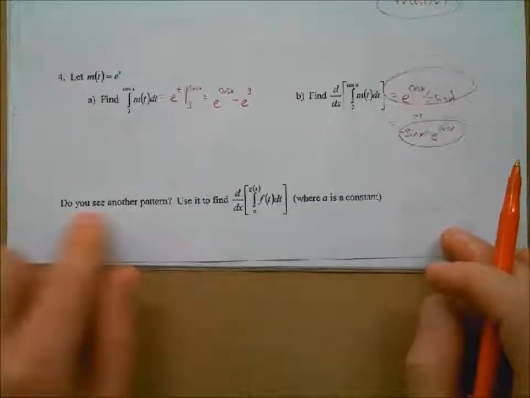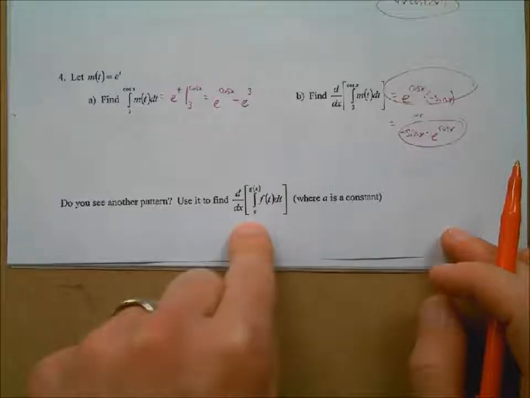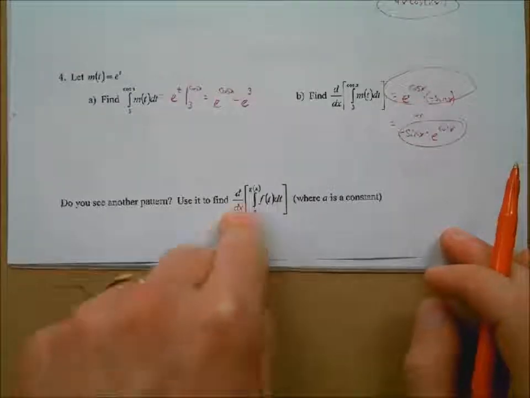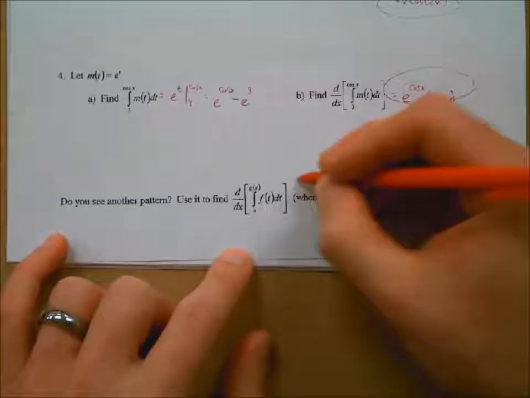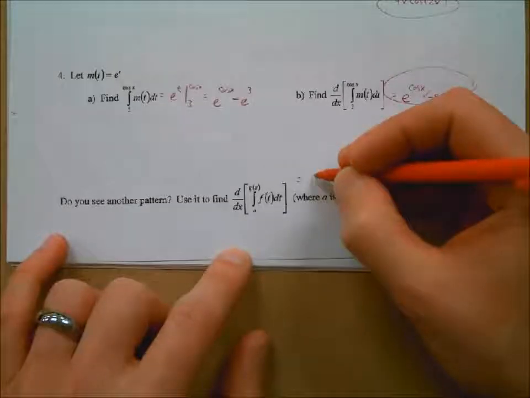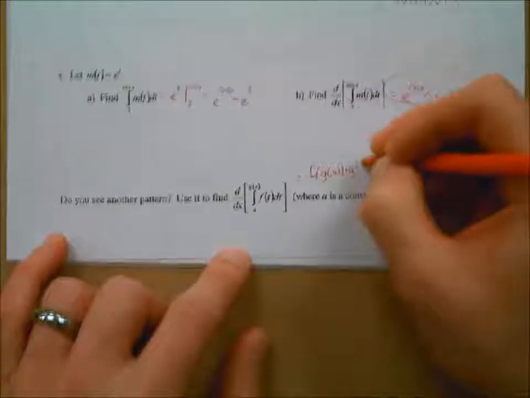So then, do you see another pattern? Use it to find this. So what will the derivative with respect to x of the integral from a to g of x of f of t dt, what will that be? F of g of x times g prime of x. Very good.